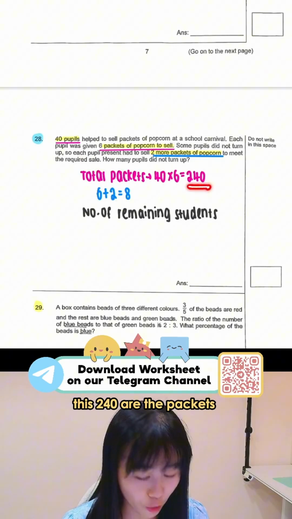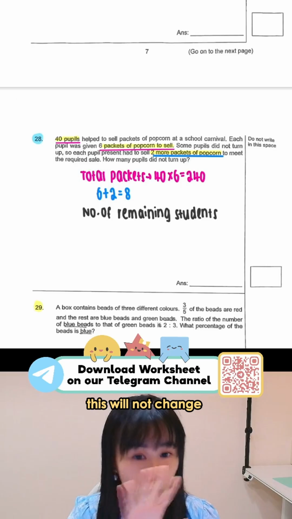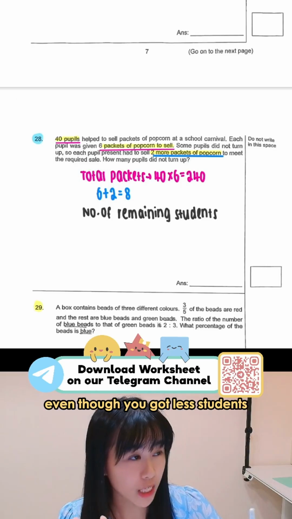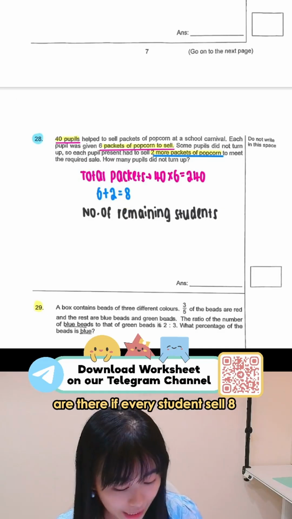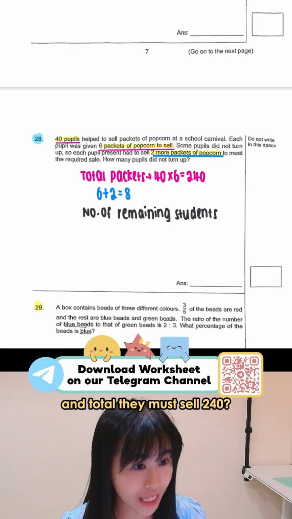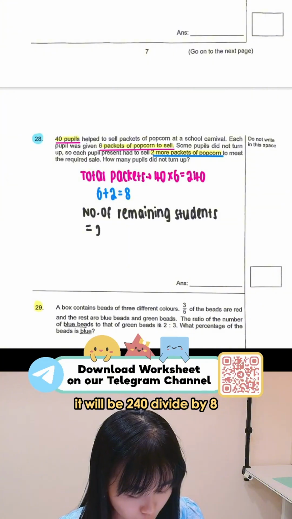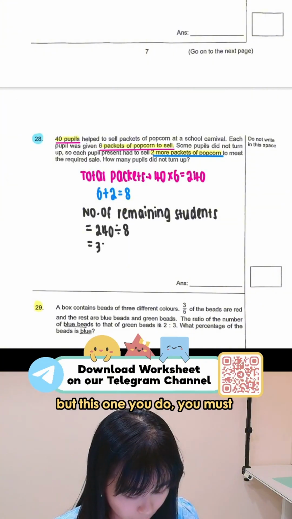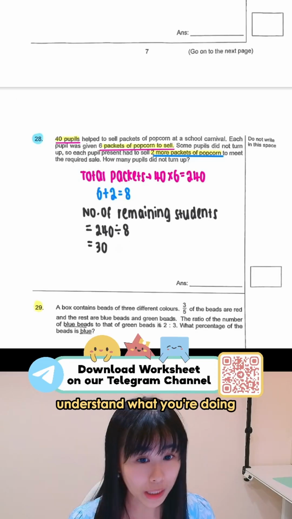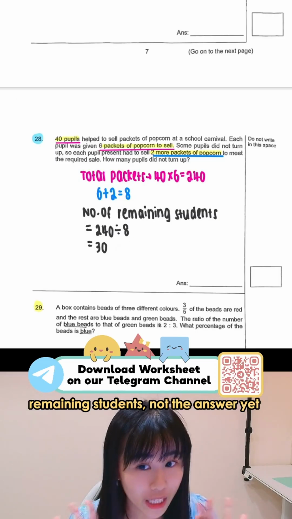These 240 are the packets you need to sell. This will not change. Even though you have fewer students, you still need to sell this 240. This is fixed. So how many remaining students are there? If every student sells 8 and in total they must sell 240, it will be 240 divided by 8. This is 30. But you must understand what you're doing: you're finding the number of remaining students, not the answer yet.